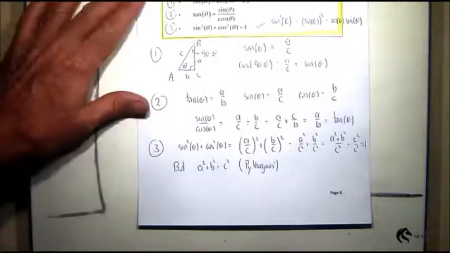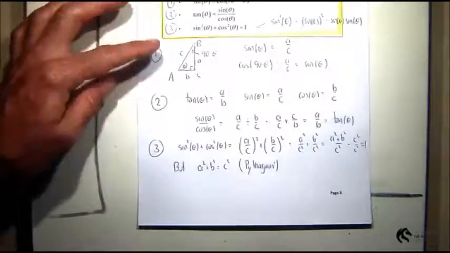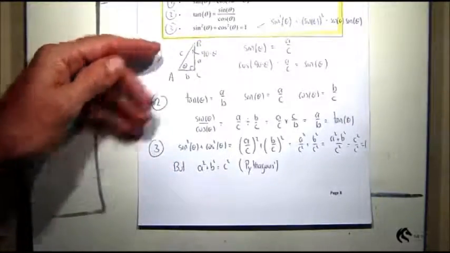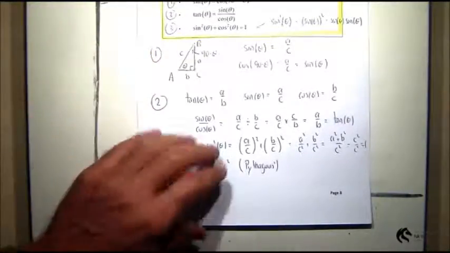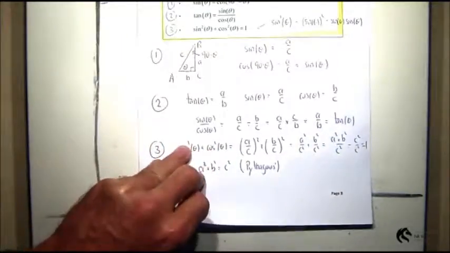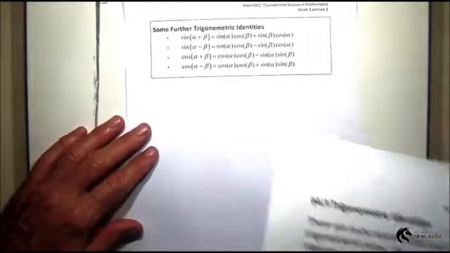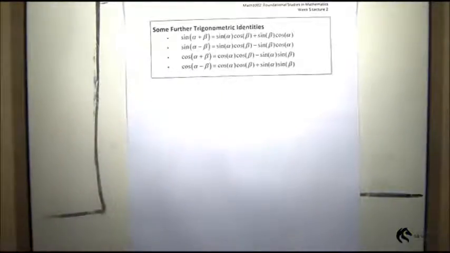So for those identities, it was relatively easy for me to convince you, I think you're convinced, are you not, that they're true. For the next three, the convincing is not so easy. So much so that I'm going to skip it. Okay? I'm going to say, trust me on these ones.